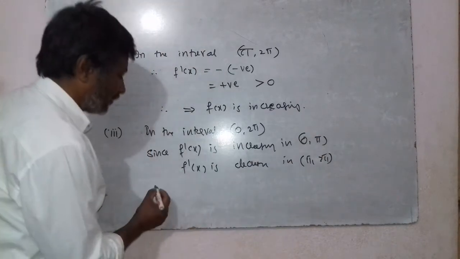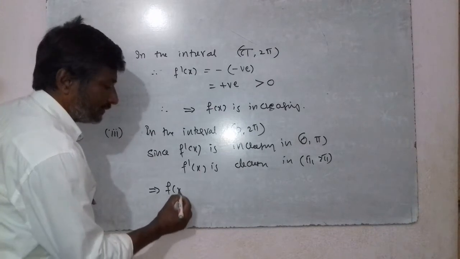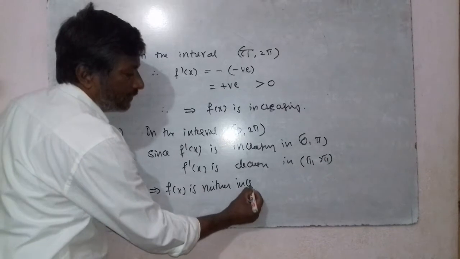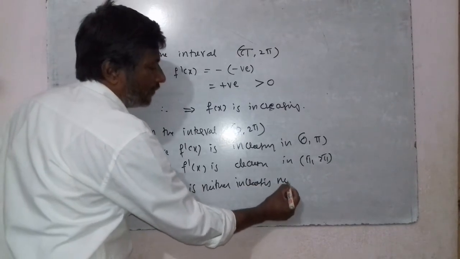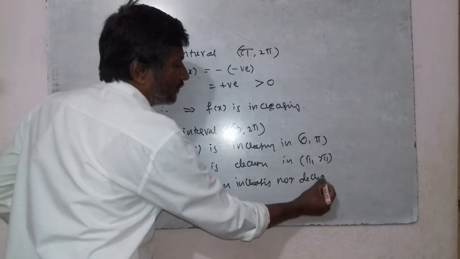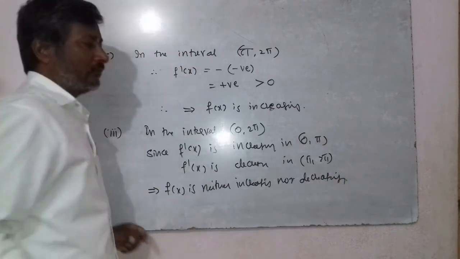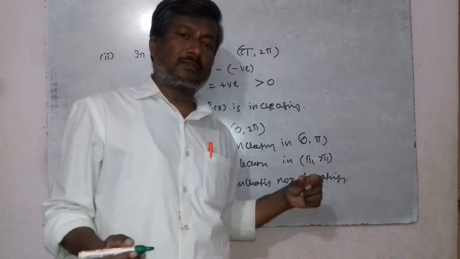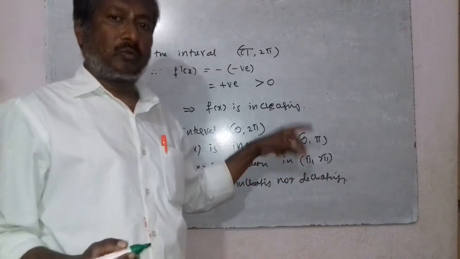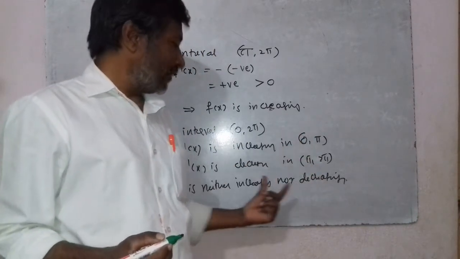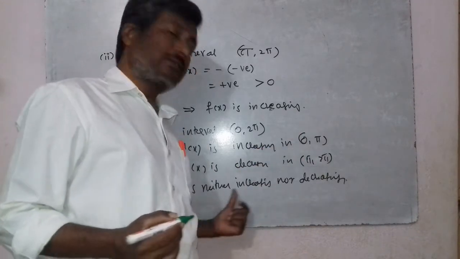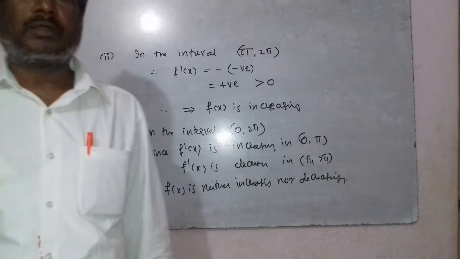So this implies f x is neither increasing nor decreasing. Since it is increasing in some interval and decreasing in some interval, it is showing both qualities. So therefore, in this interval 0 to 2 pi, the function is neither increasing nor decreasing.